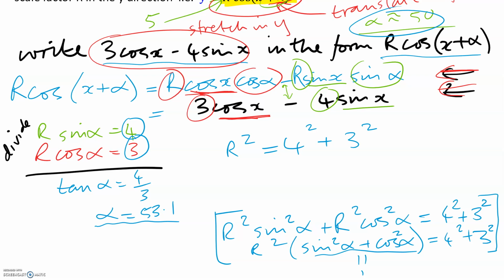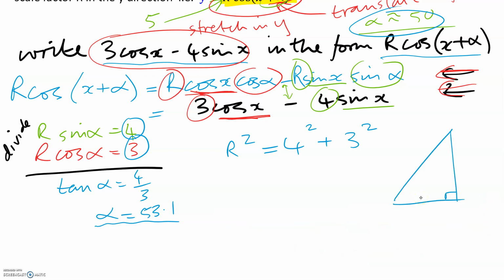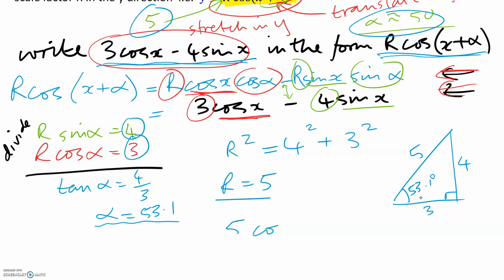Another way of thinking about this is just the same as having a right angle triangle that would look like this. This is 4, this is 3, this is 53.1, and this is 5 using Pythagoras. So whichever way you do this, you're going to end up with r equals 5, which is what we said at the top from looking at the graph. So if the question says write this in the form r cos x plus alpha, then the answer is 5 cos x plus 53.1 degrees.